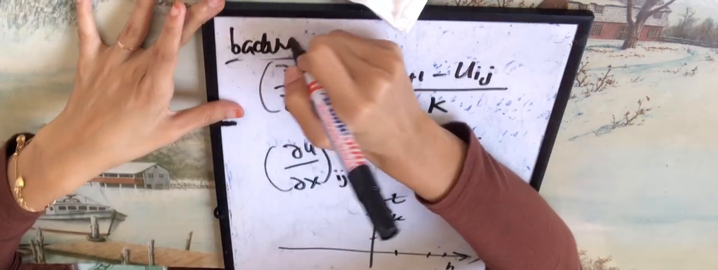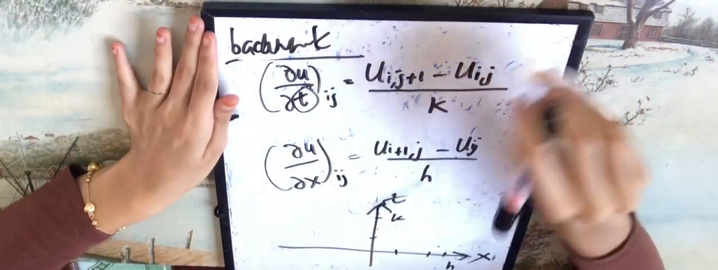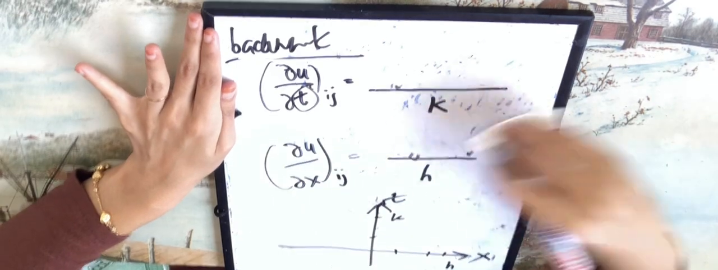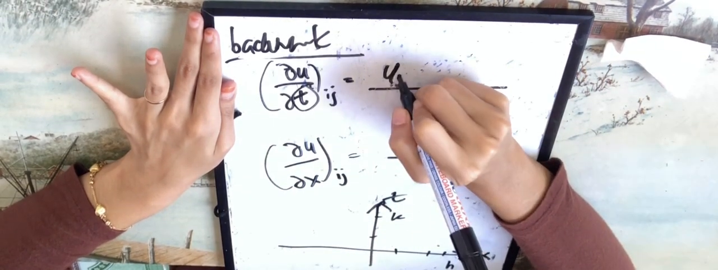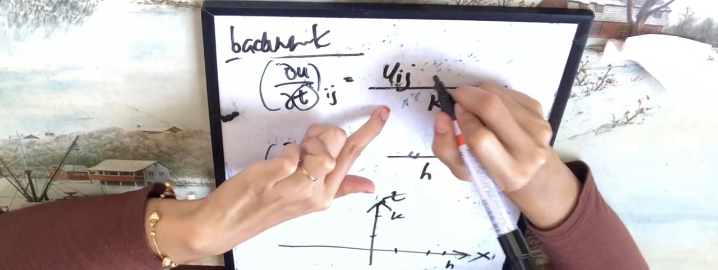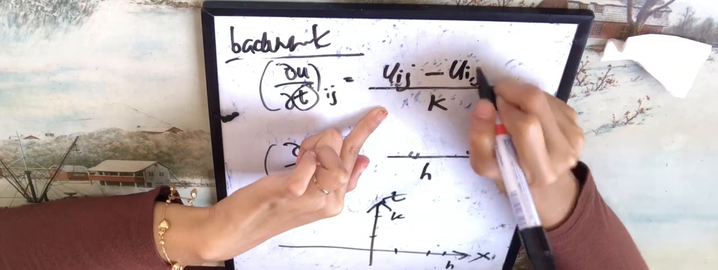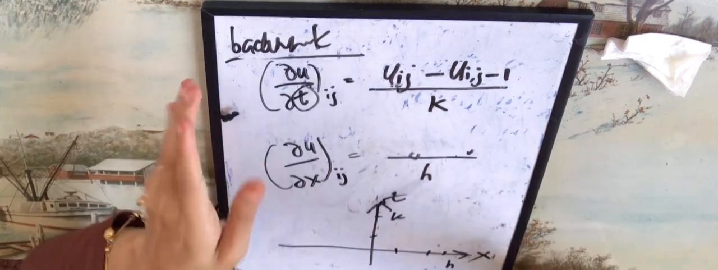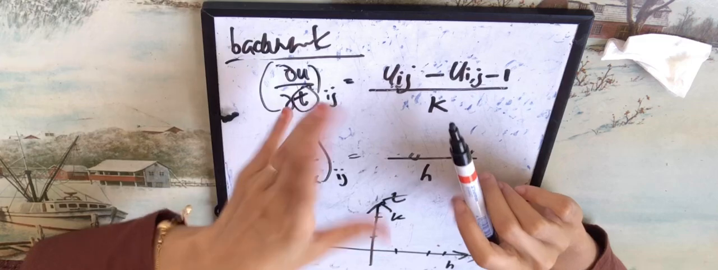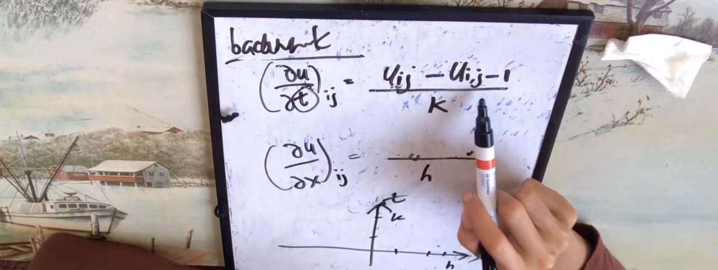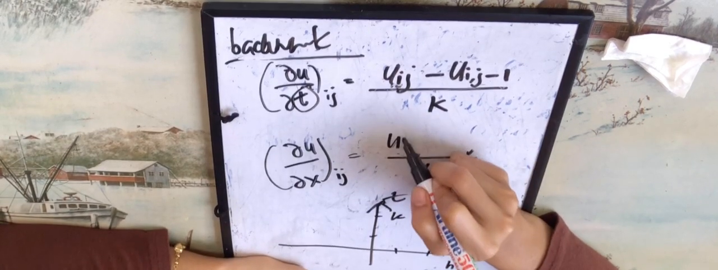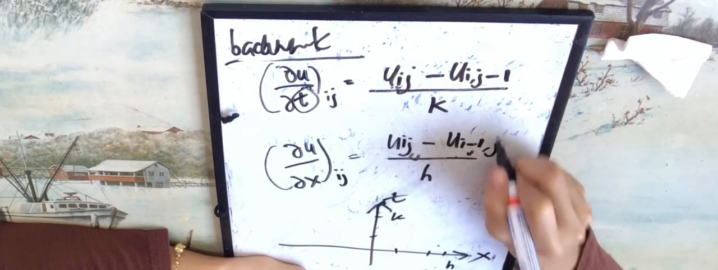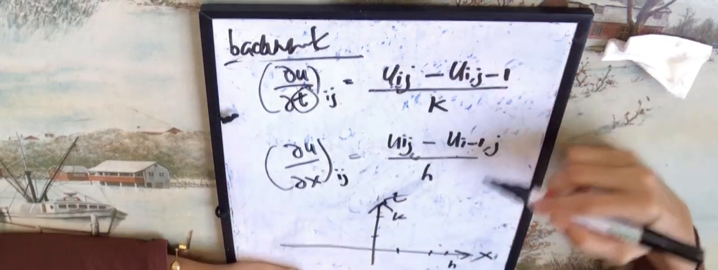How about backward? Still the first order. For backward du dt, it will be u i j minus u i j minus 1. Can you see the difference? Forward just now was u i j plus 1 minus u i j, but now it is reversed: u i j at the first minus u i j minus 1. And for x, u i j minus u i minus 1 j.